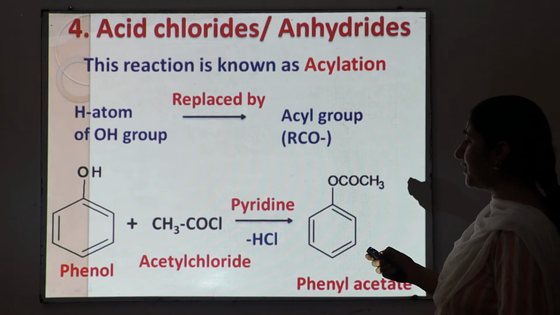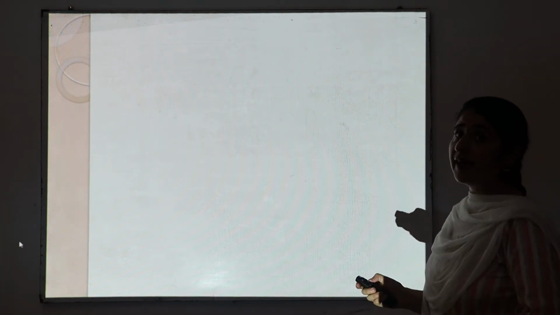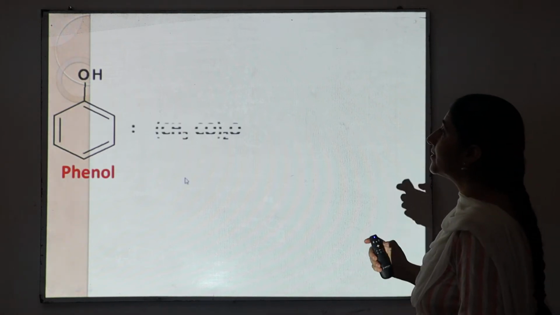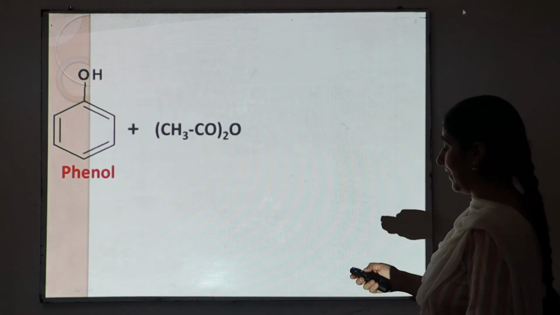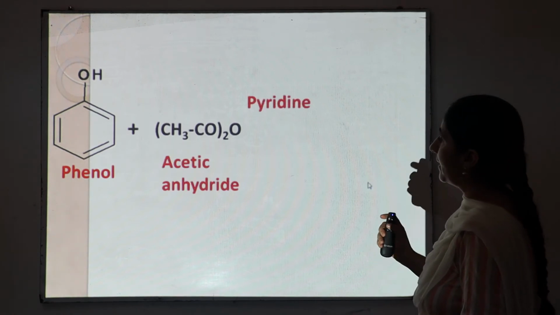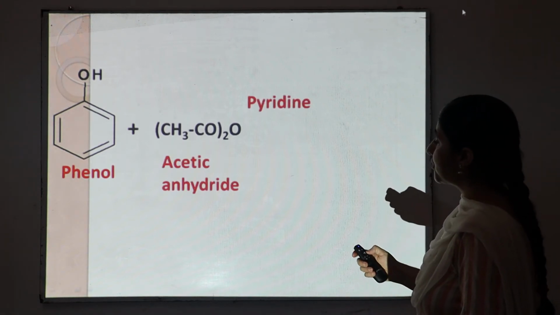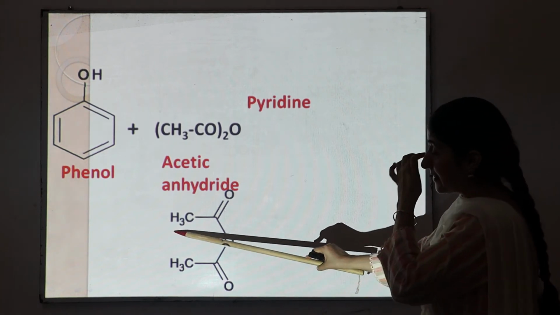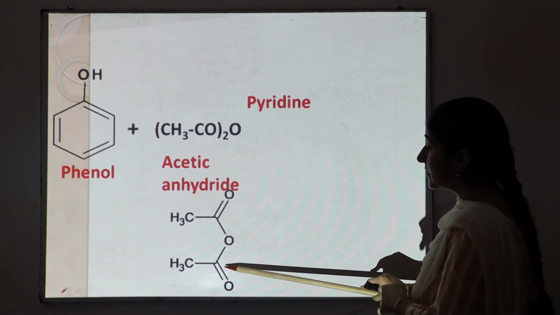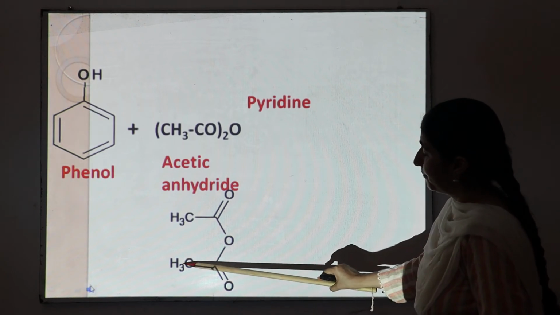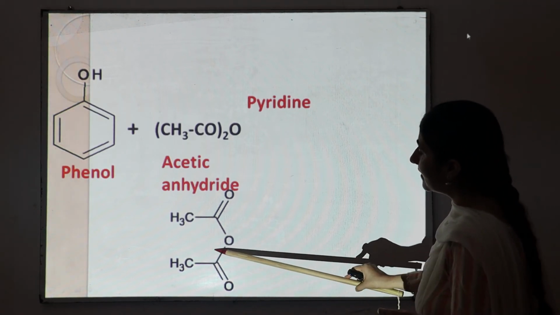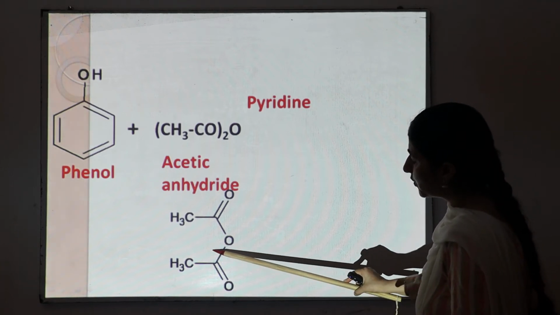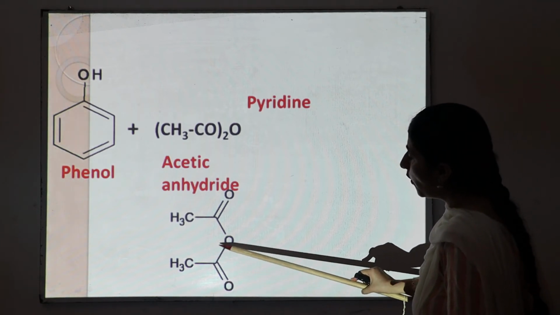A similar reaction is shown by acid anhydride with phenol. Here we have a phenol reacting with acetic anhydride in the presence of pyridine. The structural formula of acetic anhydride is CH3COO-COCH3. In this case, there is a cleavage of the C-O-C bond.